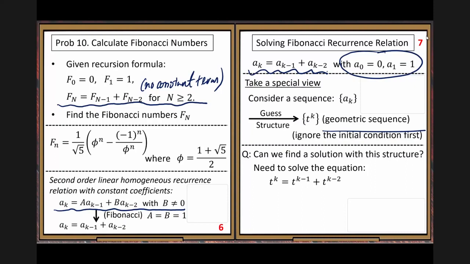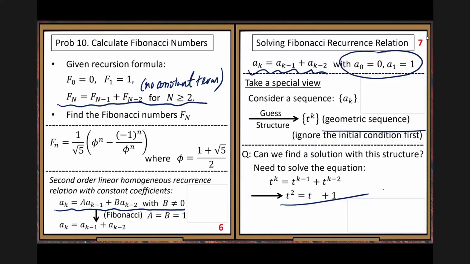This special algebraic equation is simpler than the original recurrence equation, right? This is a simple algebraic equation, and we can further simplify it. After cancellation, dividing by T to the k minus 2, we get this simple algebraic equation: T squared equals T plus 1. Can we solve this equation? It's a quadratic equation, and we have the quadratic formula to solve it.